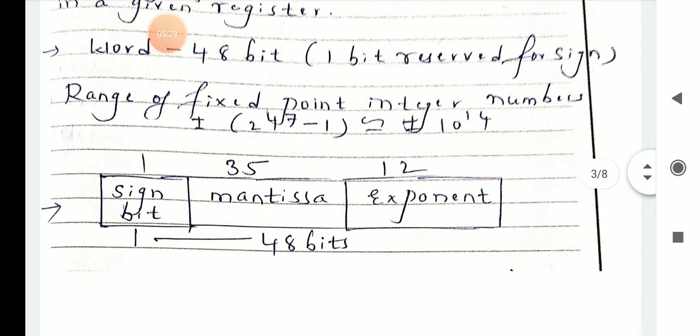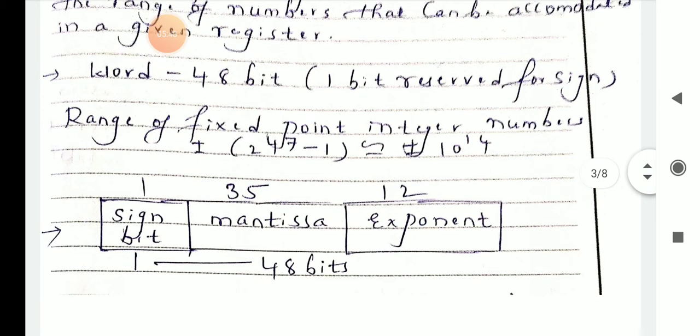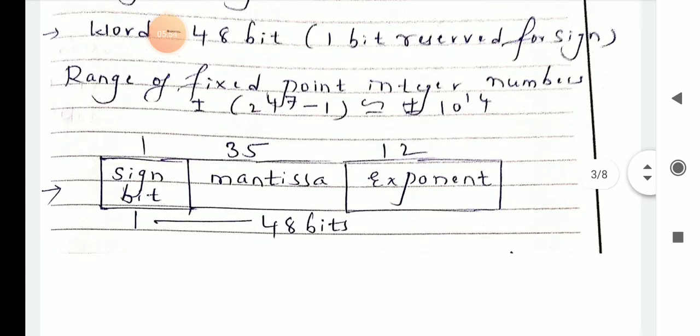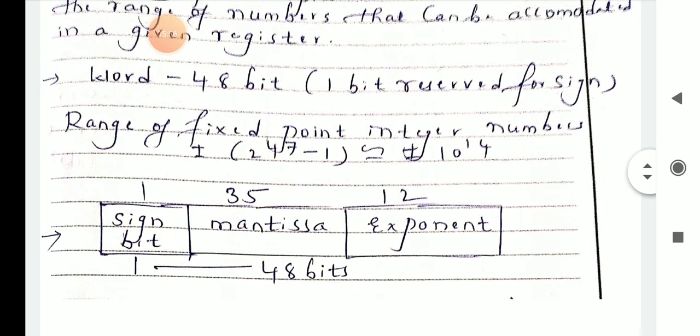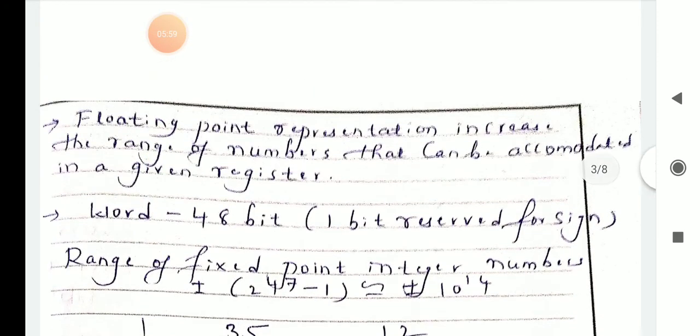So how are you going to represent a floating point number? First there is the sign bit, another is the mantissa, another is the exponent. The sign bit is always reserved, 1 bit. So I will write here 1 bit, 35 bits for mantissa, and 12 bits for exponent. That comes under the format representation of floating point numbers.